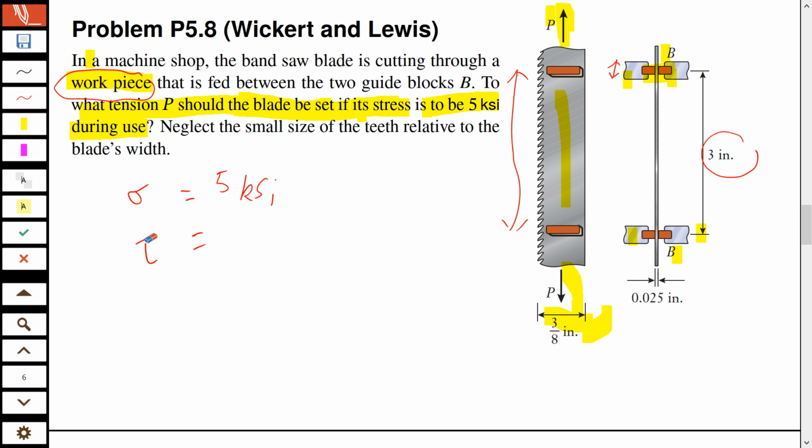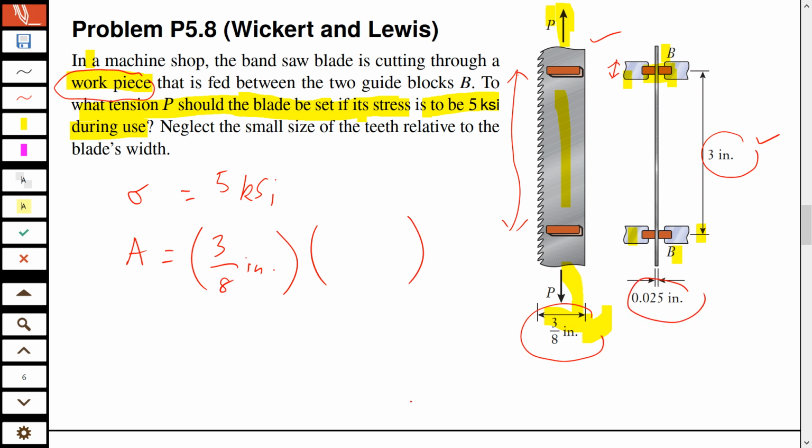Now, which area will be used for this sigma? Tell me, which is the normal area? This 3/8 inch is normal to P. Now I must multiply this with something. What is that something? Is it 3 inch or this 0.025 inch? Remember this is the side view. Which of these two dimensions is perpendicular to P?